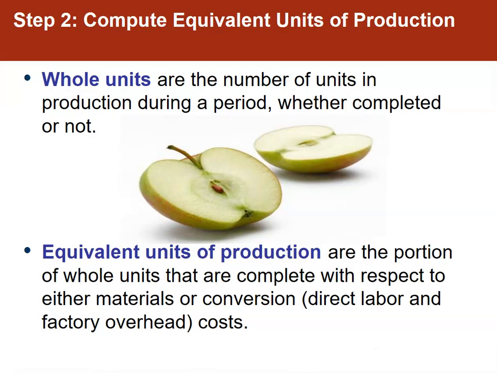So when we talk about this, we are talking about our beginning inventory that is in work in process at the beginning of the period, and we are also talking about all units that are started in the period. Okay, so what we do not mean here is that the units are fully completed. Now, when we talk about equivalent units of production here, it says are the portion of whole units that are complete with respect to either materials or conversion costs. Conversion costs being direct labor and factory overhead.